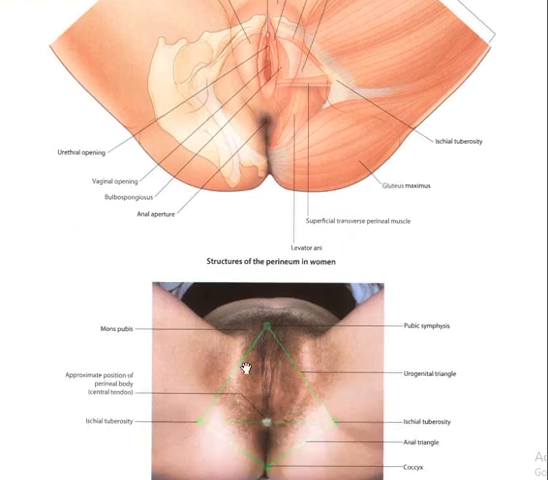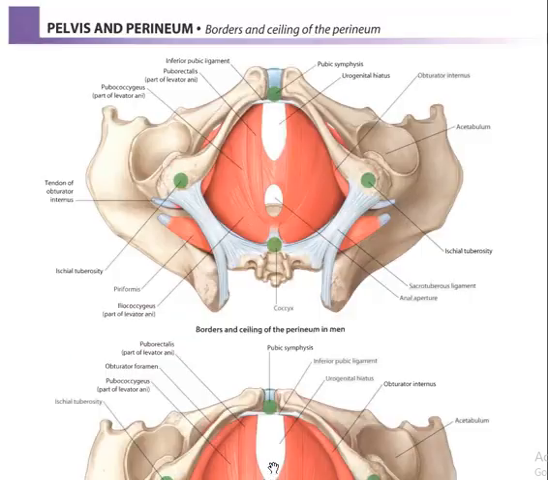Here you see that the urogenital triangle is much larger, with the perineal body at this location, and the posterior portion is smaller compared to the male posterior triangle. So this is the pubic symphysis. Here is your mons pubis. Here you are going to have the approximate position of the perineal body. You have the ischial tuberosity here, and here's the coccyx.